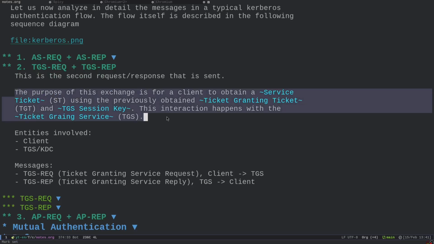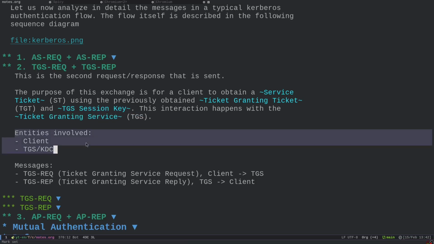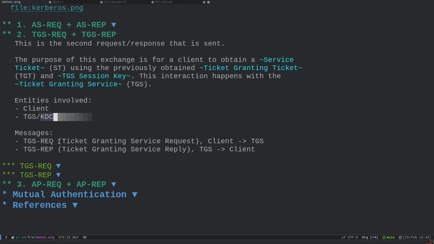So the purpose of this other exchange is for a client to obtain a service ticket (ST) using the previously obtained ticket granting ticket and TGS session key. Now this interaction happens with the ticket granting service, the TGS. So the entities involved are the client and the TGS component of the KDC. There are two messages: ticket granting service request and ticket granting service reply.